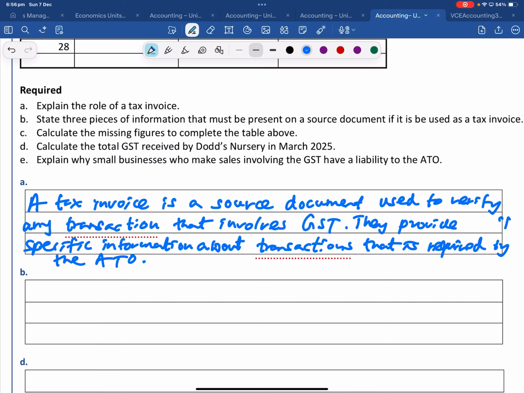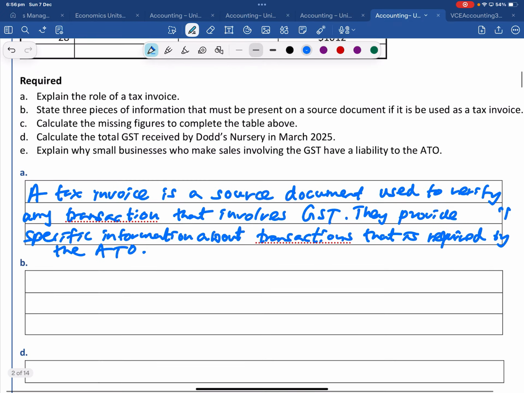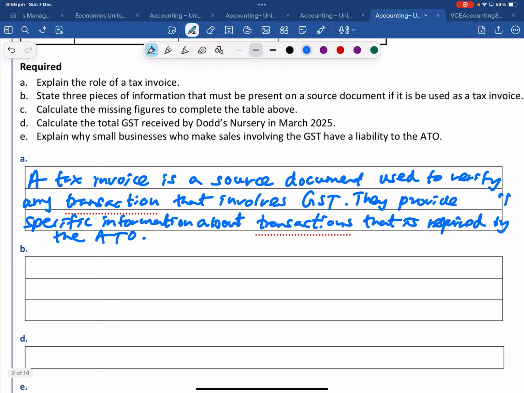Okay guys, the other one, part B: state 3 pieces of information that must be present on a source document if it is to be used as a tax invoice. Firstly, we'll have to have the term tax invoice.